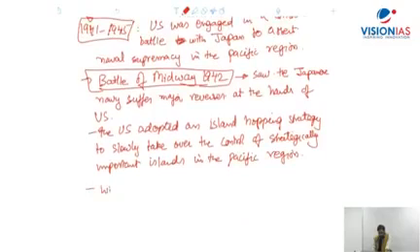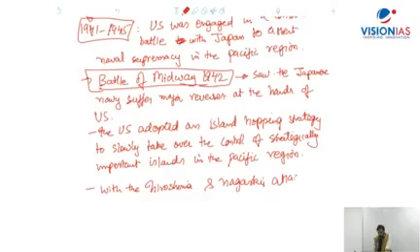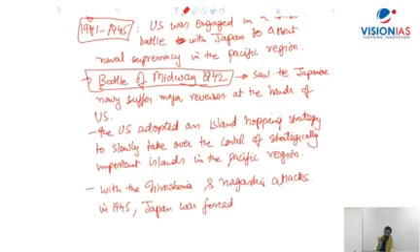And with the Hiroshima and Nagasaki attacks in 1945, Japan was forced into a surrender.